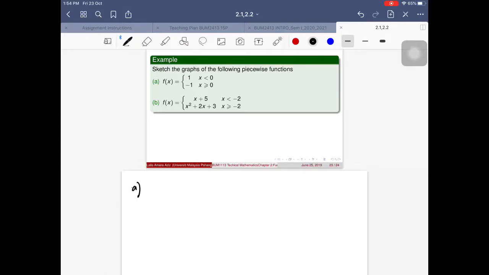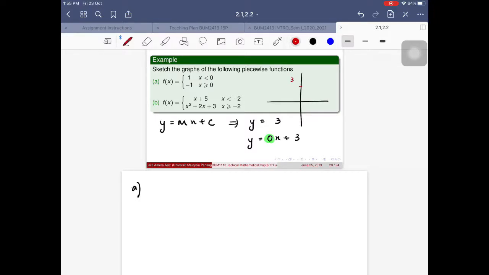For the case of A, I have a function f of x equal 1 for x less than 0, and it's going to be negative 1 for x greater than or equal to 0. Let me remind you again about a function of a constant. Remember, we have y equals mx plus c. But when you have your function in terms of, for example, y equals 3, your function is actually y equals 0x plus 3. So the gradient is actually equal to 0. And we know that when the gradient is equal to 0, the graph is not going up, it is not going down.